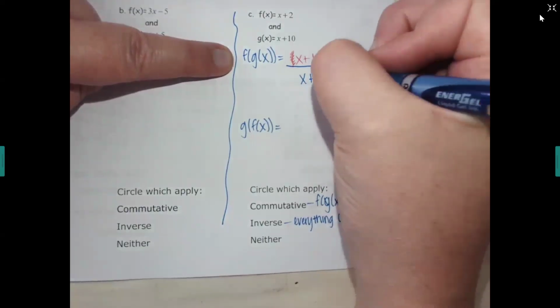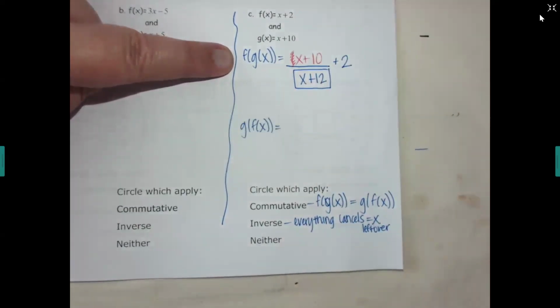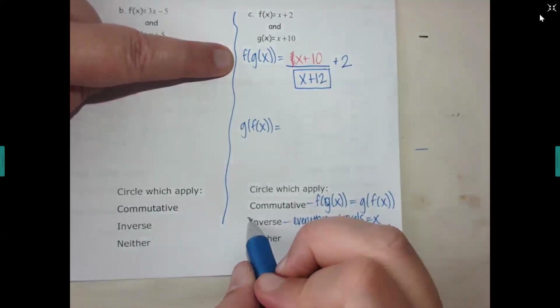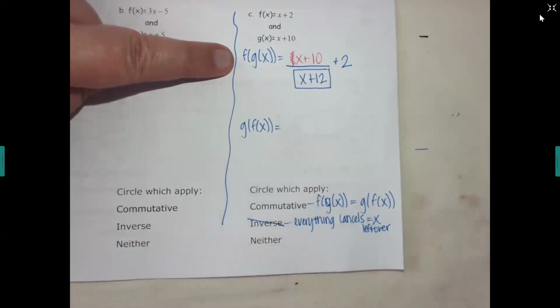10 and 2 make 12. Okay, now, quick question. Did everything cancel but an x? Or do I still have a plus 12? Then these can't be inverses. Because remember, the definition of an inverse is everything's got to cross out except just the x left. So they're automatically not inverses because I have a 12 left over.